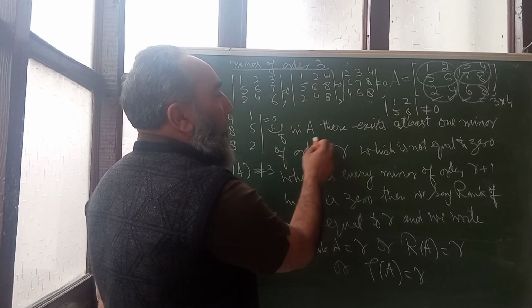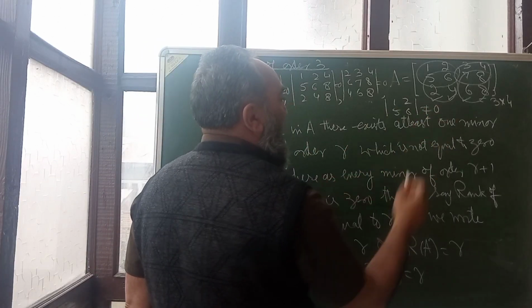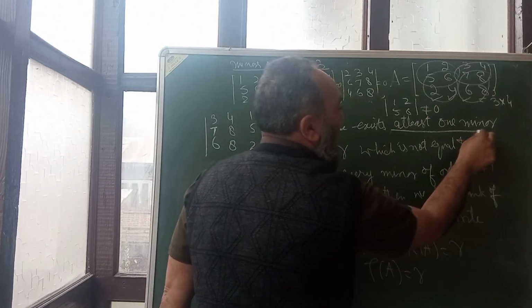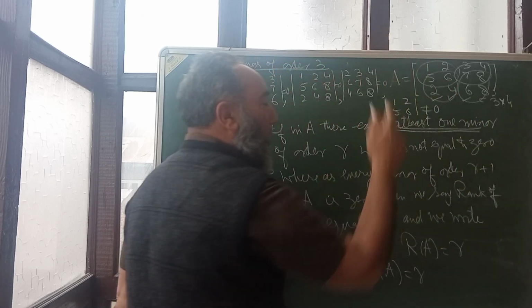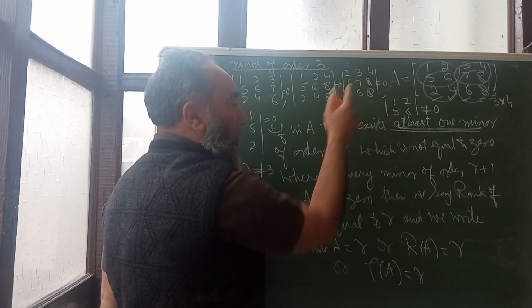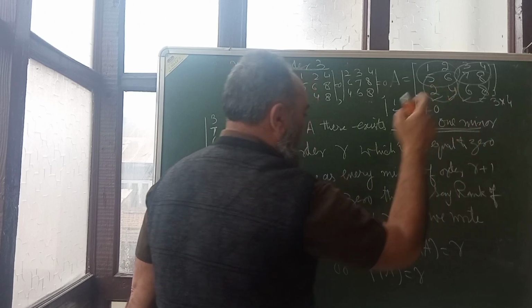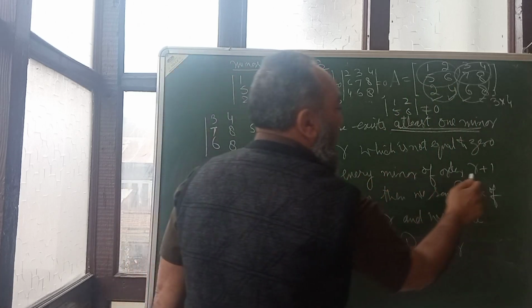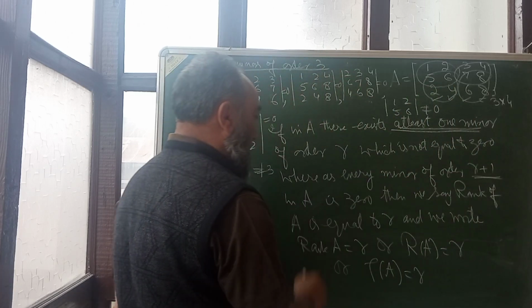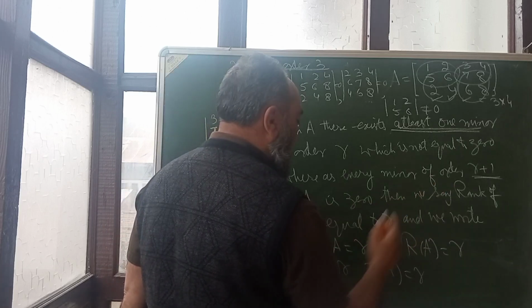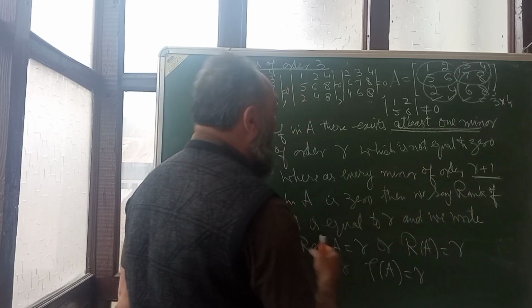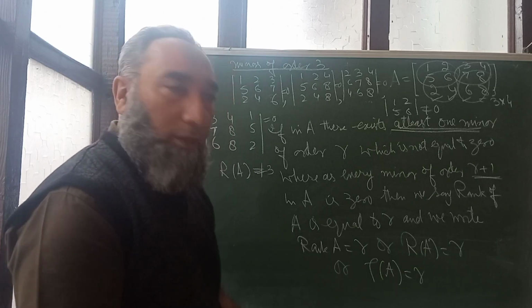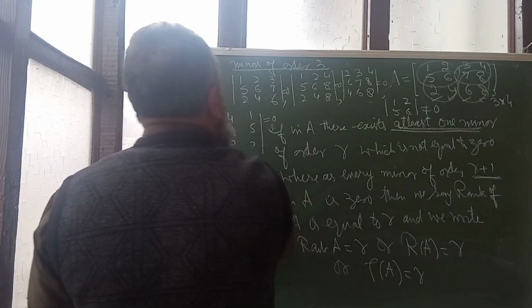So, if in a matrix of order m by n, there is at least, this is very important, at least one minor of order r, here it is 2, which is not equal to 0, whereas every minor of order r plus 1, which is 2 plus 1, is equal to 0, then we say rank of A is equal to r, here it is 2. Okay, this is it. Now let me give you one more example.